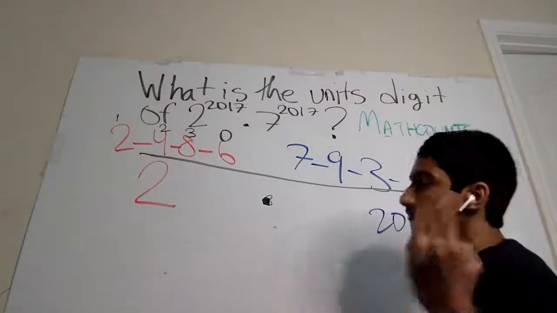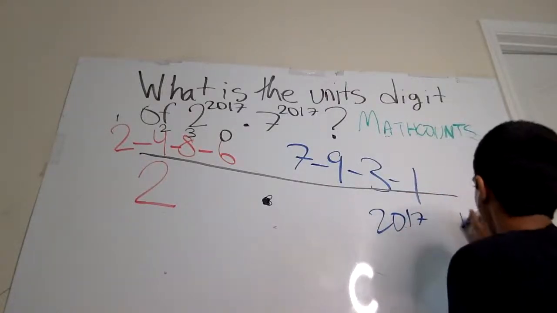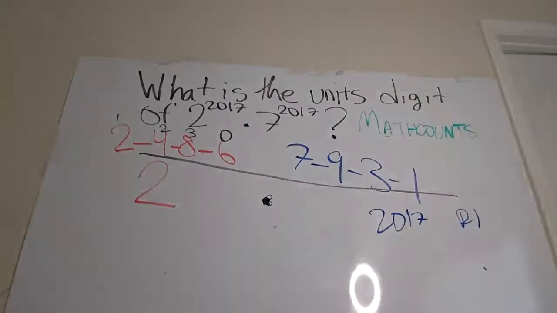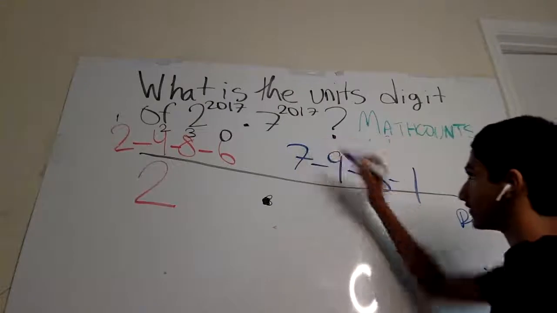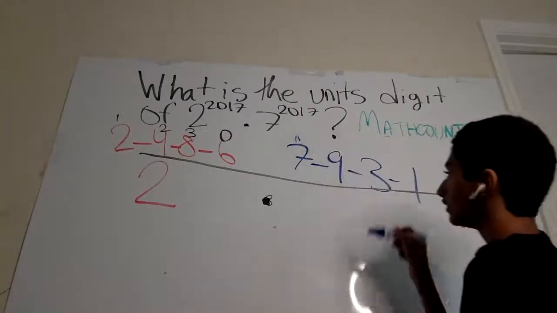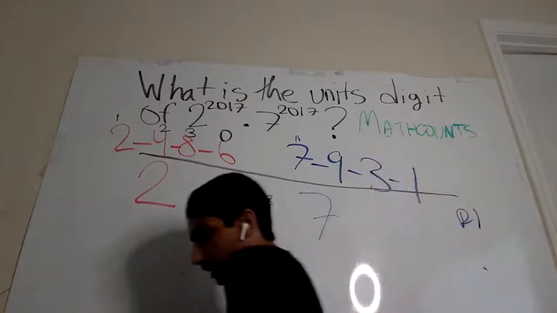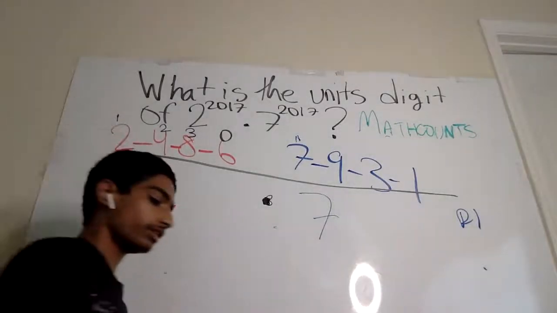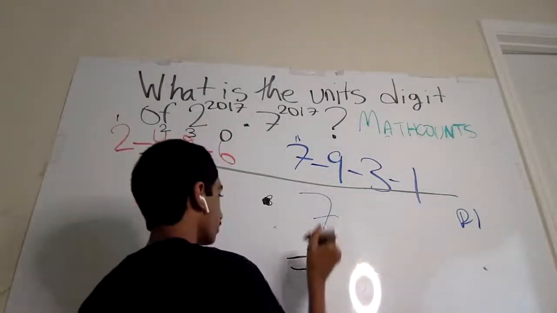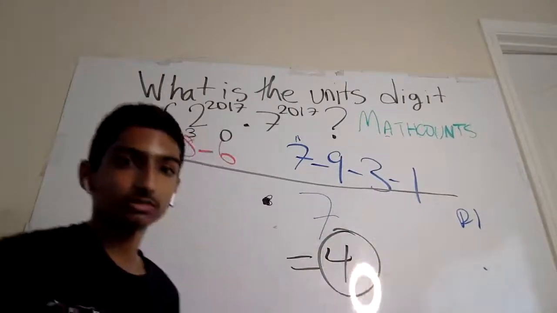It's just a pattern of 4 digits. So we get a remainder of 1 again. In this case, the remainder of 1 correlates to the 7 right up here. So we'll put a 7 down here. And now if we just do 2 times 7, we get the answer for our problem. And in that case, 2 times 7 will just be 14, which has a unit digit of 4. And that's our answer for this problem.